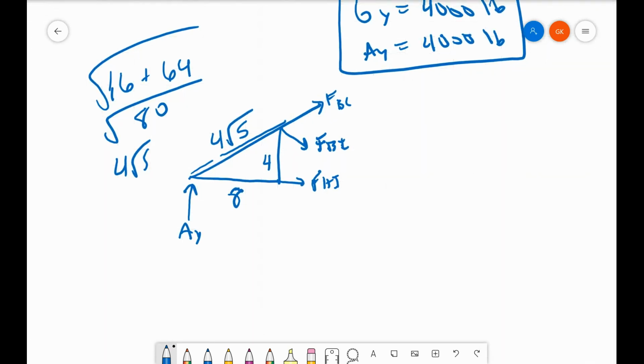Now, being your all-knowing professor, I do know what to do in this case, so let's go ahead and solve it. First off, let's do the sum of the forces in the x direction. Okay? That's going to equal 0. And it's going to equal FBC times that component, which will be 8 over 4 square root of 5. And then I'm going to add to that FBI.